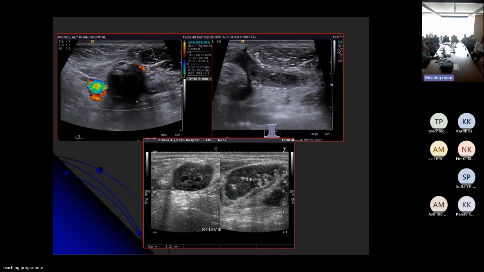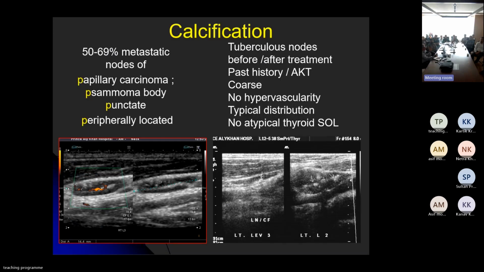I think there is one additional point: the tuberculous calcification and psammoma calcification will have a little bit of distinction. The tuberculous calcification tends to be much coarser compared to the psammoma, which is very thin, and that's when we say. But as we discussed earlier, there can be coexistence of both.